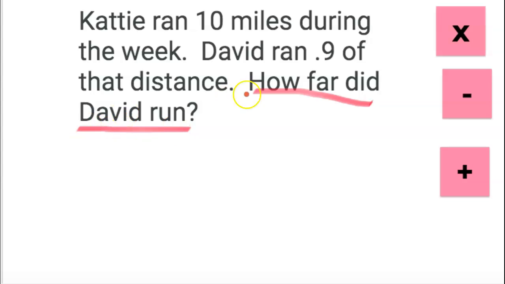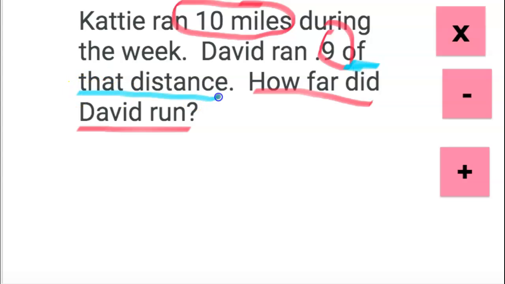What do I know about him running? I know that he ran 9/10 of that distance. Well, what is that distance? That distance was 10 miles. So I know that he ran 9/10 of that distance. So this word here, of that distance, is really important because that's going to let you know what the operation is.